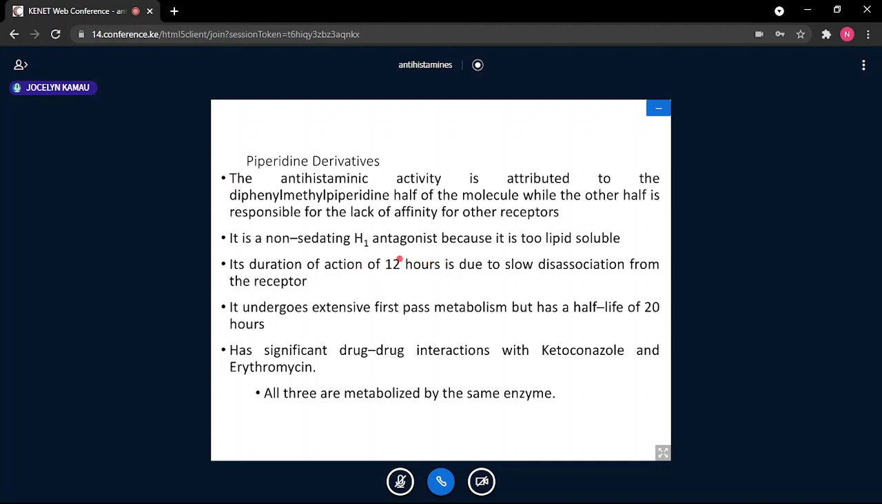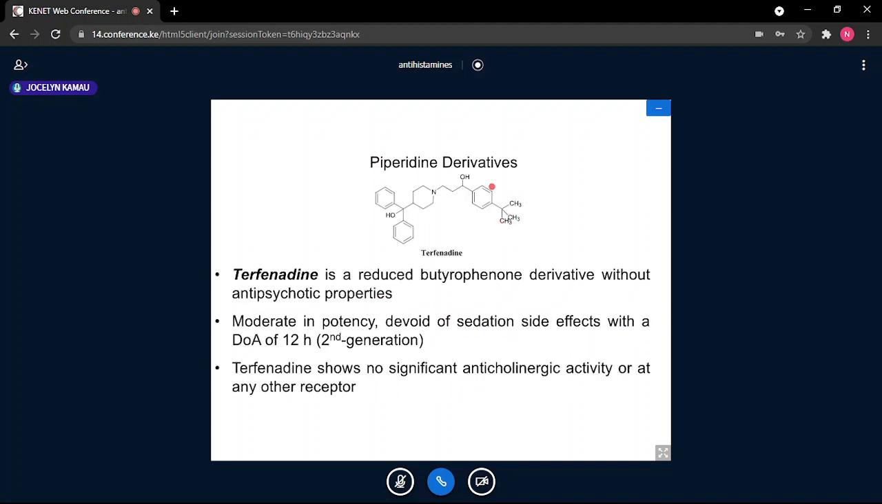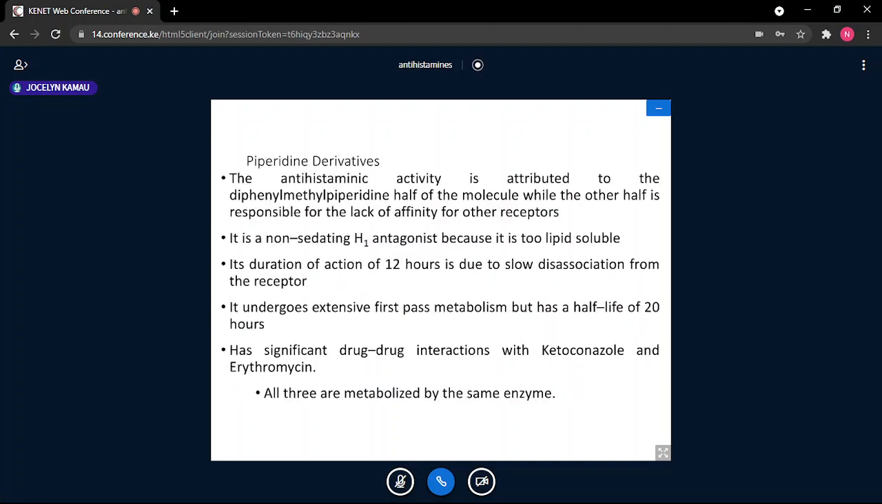It has a long duration of activity due to its low dissociation from the receptor. It undergoes extensive first-pass metabolism. Whenever you have an alkyl group attached to a phenyl ring, this methyl, either of these methyl groups, they are all equal, can undergo oxidation first to the alcohol and then to the carboxylic group. When it forms a carboxylic group, it changes terfenadine to fexofenadine. So fexofenadine is a metabolite of terfenadine. It has a half-life of 20 hours.